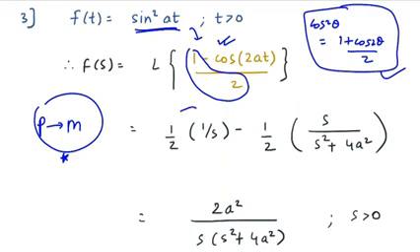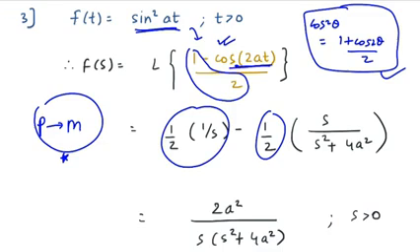So Laplace of 1 by 2 is 1 upon 2 into 1 over s, and Laplace of cos 2at upon 2. So 1 upon 2 is constant, so take it outside. Laplace of cos 2at, you have studied the standard result, right? s upon s square plus omega square. So what is the value of omega here? Omega is 2a, right? So the whole square would be 4a square. That's it. Do the simplification, you will get the final answer, and s is greater than 0 because our t was greater than 0.